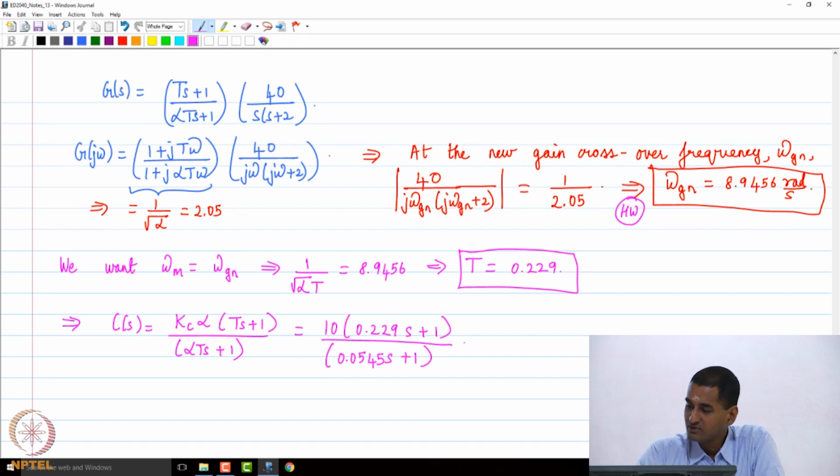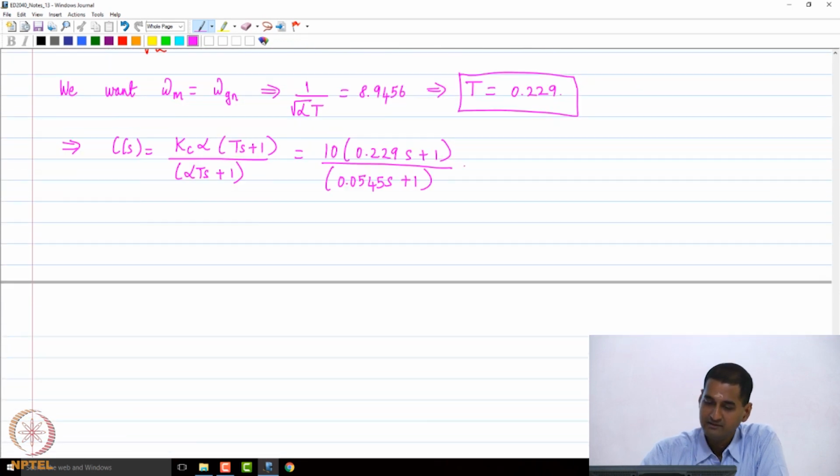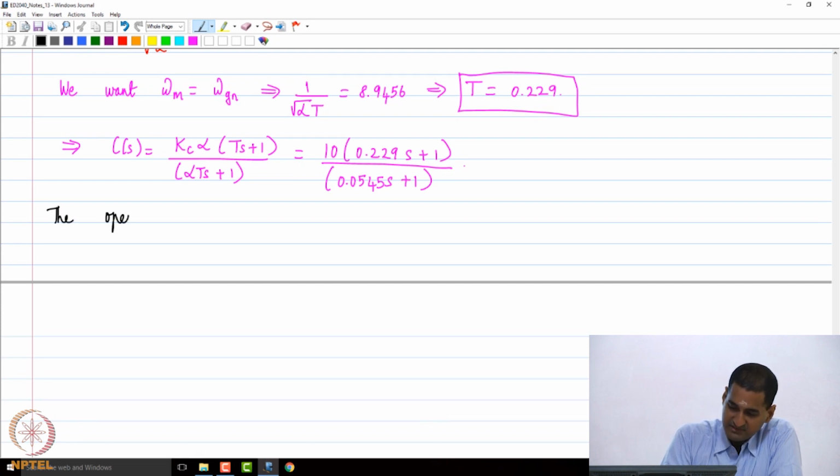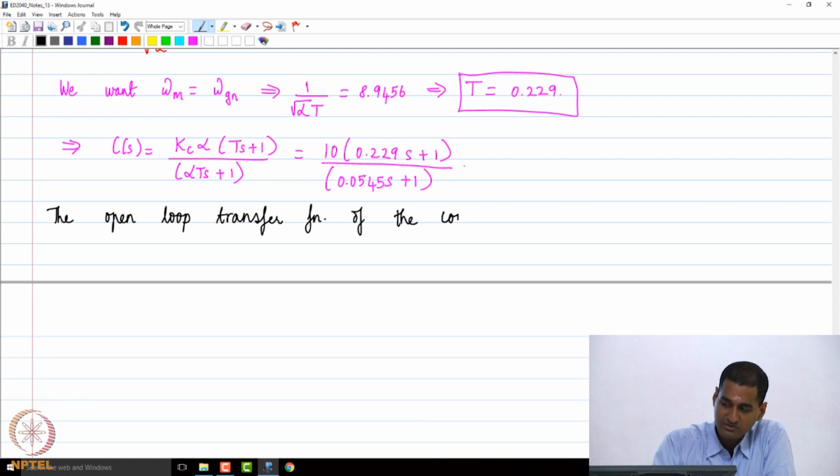Okay, so then the open loop transfer function of the compensated closed loop system.